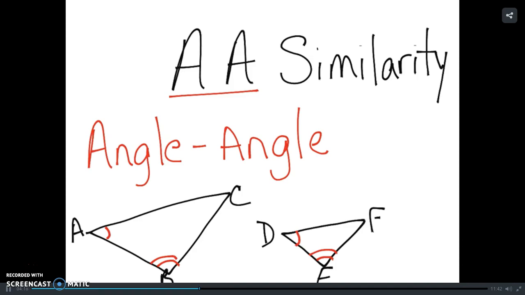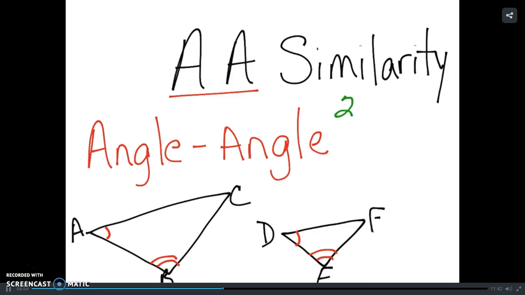Another thing we're going to know from this is that if those two angles, and therefore the third angle, are congruent, then these two triangles are going to have to be similar. It's not possible for them to have leg measurements or side measurements that are not proportional if all three angles are congruent. It's just not possible. So as long as we can prove that two angles on one triangle are congruent to two angles on another triangle, then we know that those two triangles are similar.